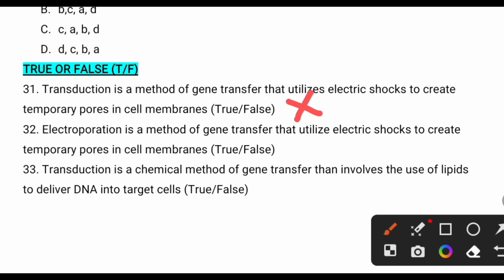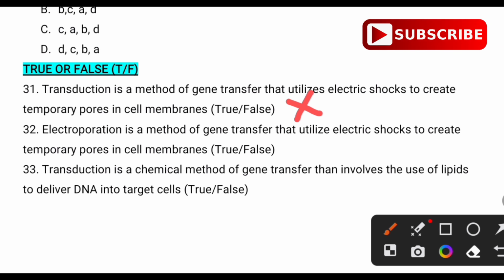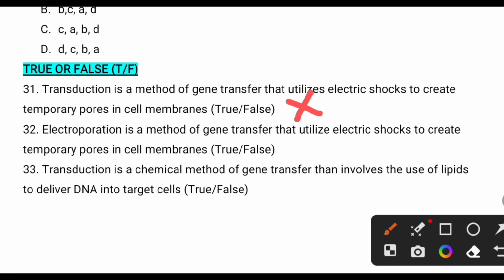Let's see the next question. Electroporation is a method of gene transfer that utilizes electric shocks to create temporary pores in the cell membranes. Yes, this statement is true. Transduction is a chemical method of gene transfer that involves the use of lipids to deliver DNA to target cells. So again, this is a wrong statement.